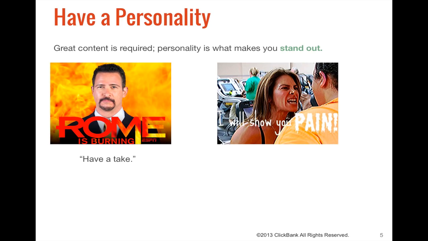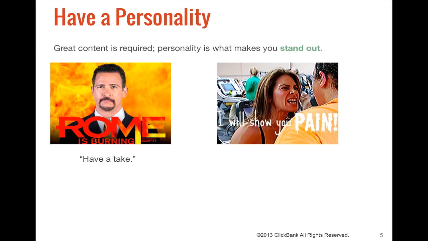So one of the things that can really set you apart and make you stand out in your niche is having a personality. There are a lot of different ways you could go with this, similar to how we talked about personal brand versus business brand. But you want to think about what your personality is when you're speaking to your audience, and is it the right personality for them? So a couple of examples here. Jim Rome, who's a sports analyst and talk show host and things like that, is very opinionated. His catchline is "have a take."